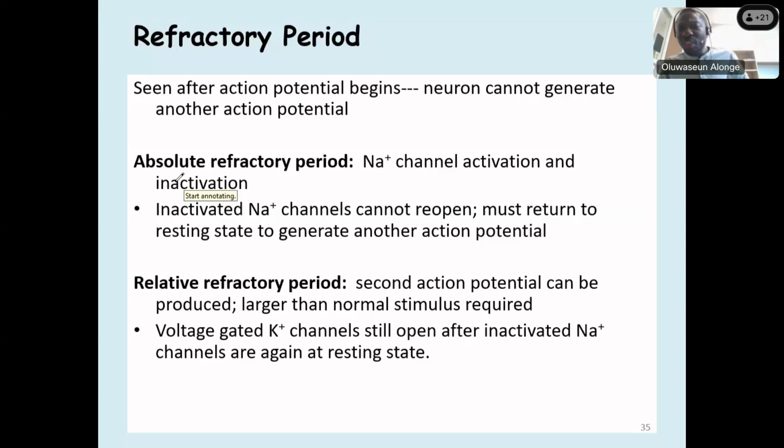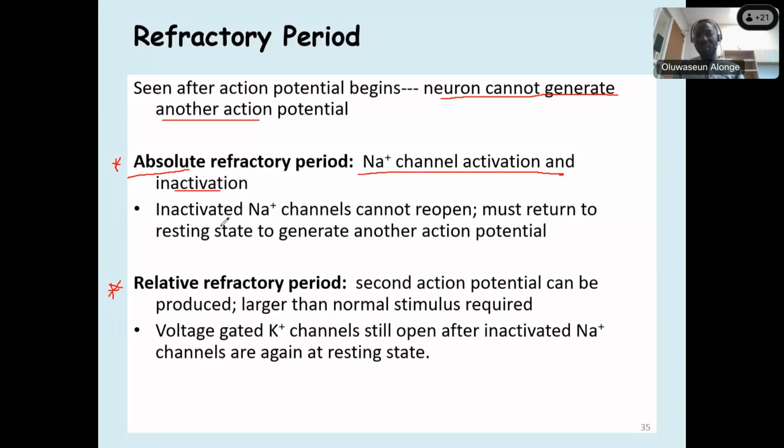So now there's a point in between the process that the cell cannot respond to any action potential. After an action potential begins, the neuron cannot generate another action potential. Now, the refractory period has two types. One is the absolute. Absolute means absolutely nothing will happen. So at this point, sodium channel activation and inactivation has happened.